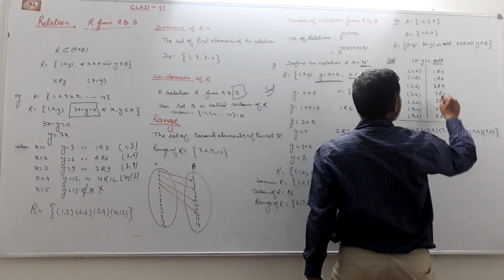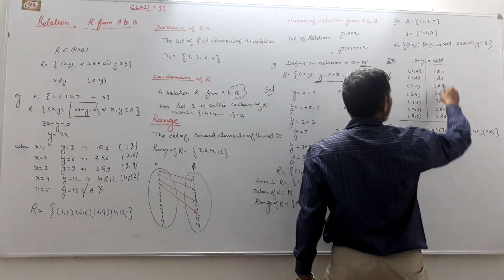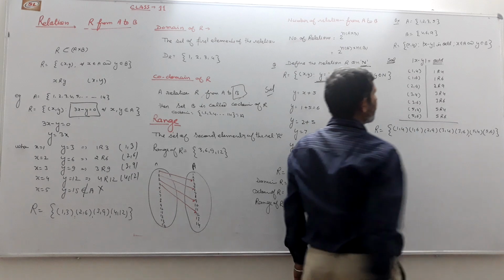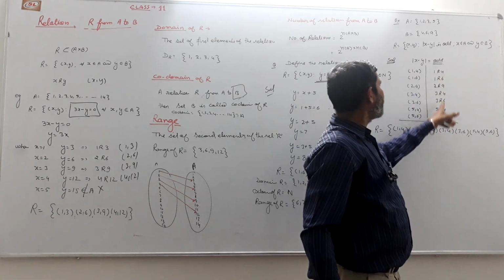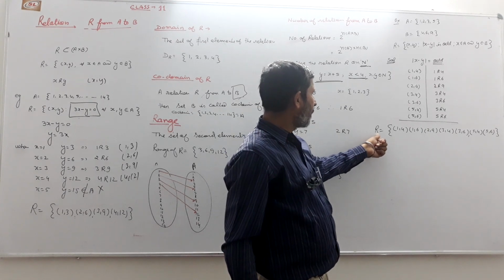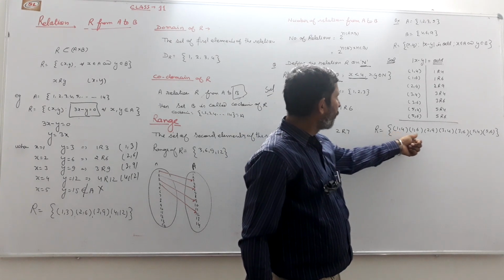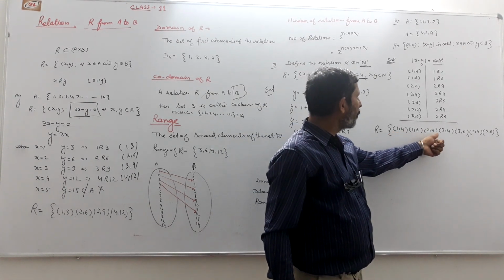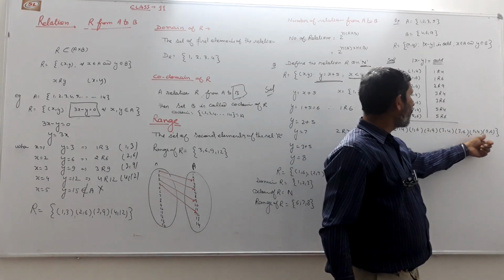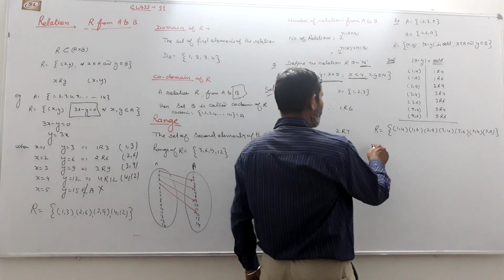Again, you verify your answer. All the first elements belong to the domain, the first set, and the second elements always belong to the codomain. So what is the relation? R is 1 comma 4, 1 comma 6, 2 comma 9, 3 comma 4, 3 comma 6, 5 comma 4 and 5 comma 6. What is the domain?